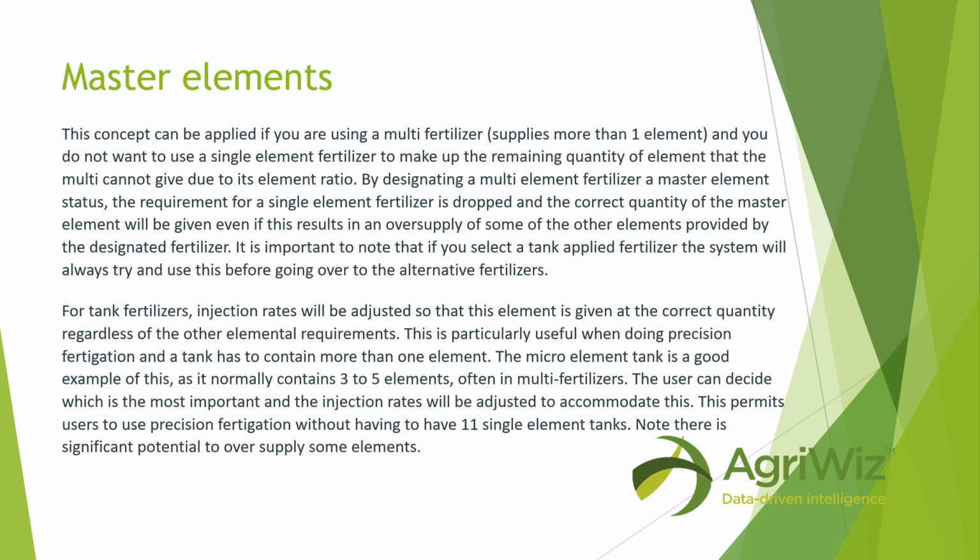This is particularly useful when doing precision fertigation and a tank has to contain more than one element. The microelement tank is a good example of this, as it normally contains 3 to 5 elements, often in multi-fertilizers. You can decide which is the most important, and the injection rates will be adjusted to accommodate this. This permits you to use precision fertigation without having to have 11 single element tanks. Always remember, there is significant potential to oversupply some elements.